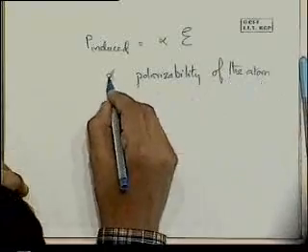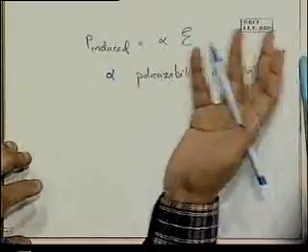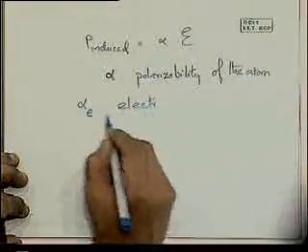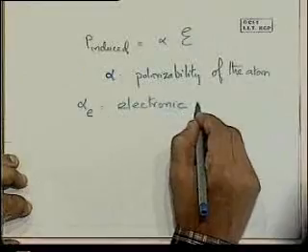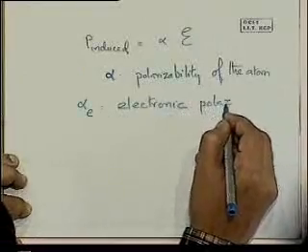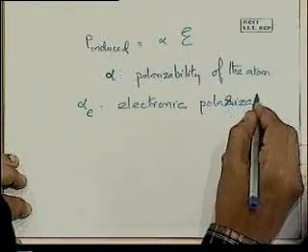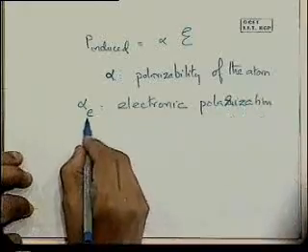Now this polarizability depends on the particular mechanism. There are many mechanisms, as I said, by which the atom can get polarized. In the specific case of electronic polarization, the symbol we will use is alpha subscript E, where we are talking specifically about electronic polarization. This is a microscopic quantity, relating to what is happening at an atomic or molecular level within the material.